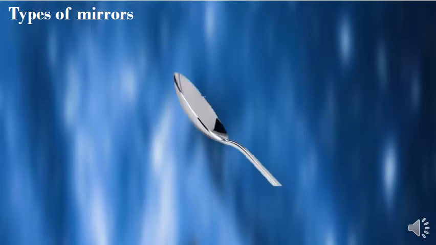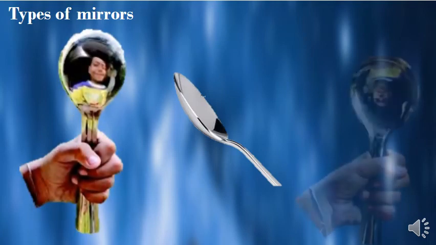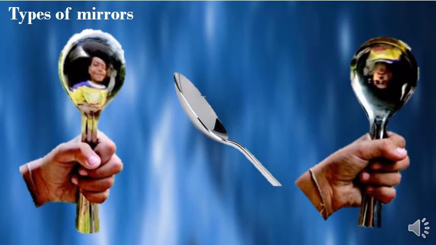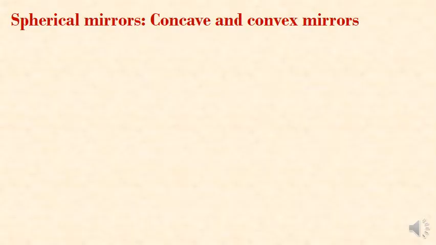Here is our spoon, one side we can see such kind of face, another side we can see such kind of face. Okay, so the side which is going inside is called concave and the side which is coming out is called convex. Let us try to understand more about spherical mirrors. Spherical mirrors are concave and convex kind of mirrors.